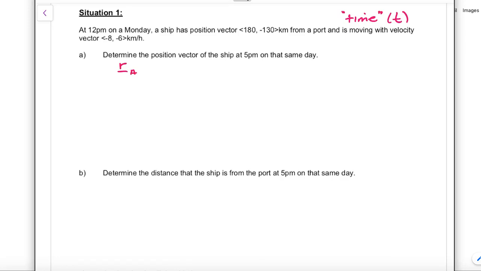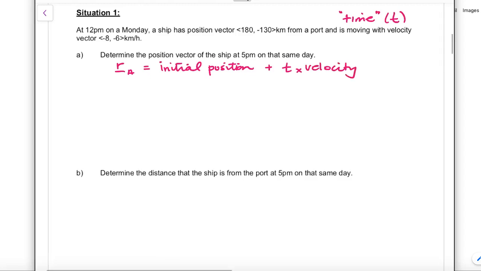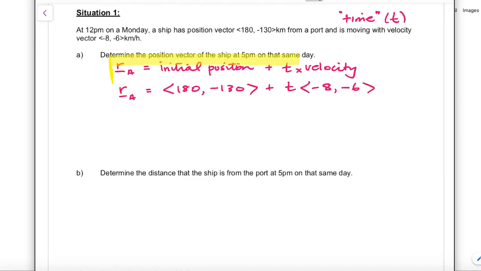So if we think about this ship A, I'm going to call r my displacement. The displacement of A is going to be its initial displacement, or its initial position from the port, which the port is our origin, plus how many hours it moves with its current velocity. So if we wanted to form a vector to show how the position of A is changing from the port, it would be 180, -130 plus t times its velocity. And this is a really important part of forming these position vectors to show displacement.